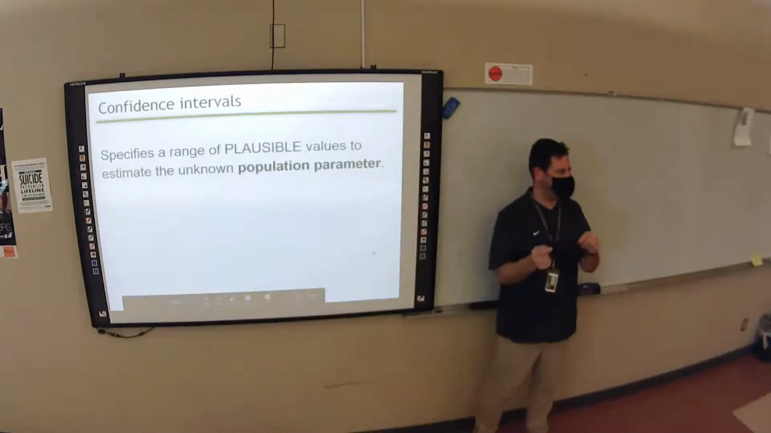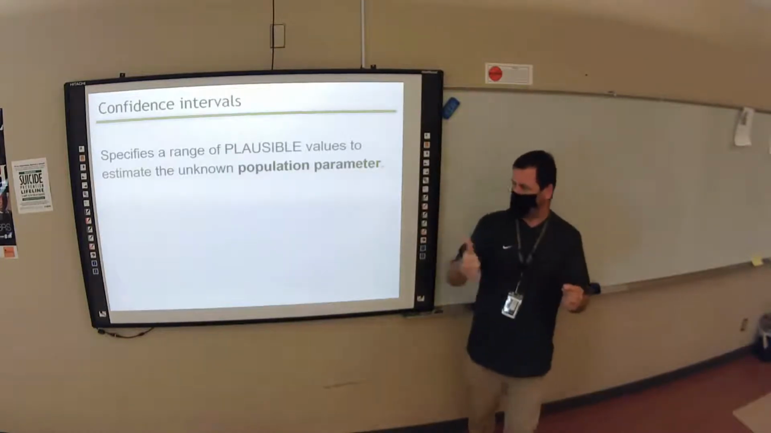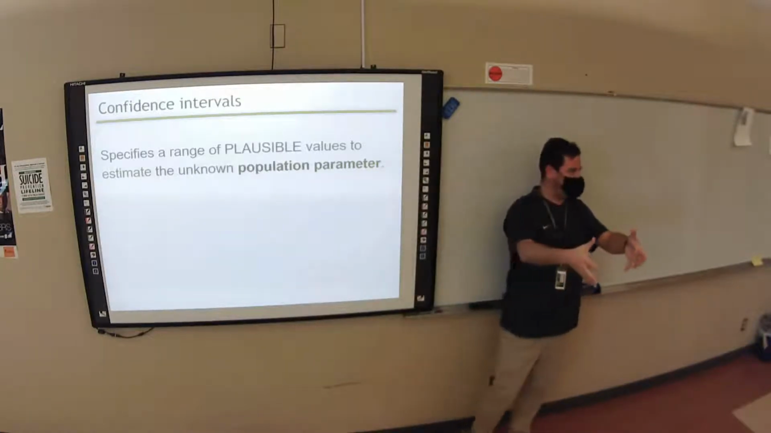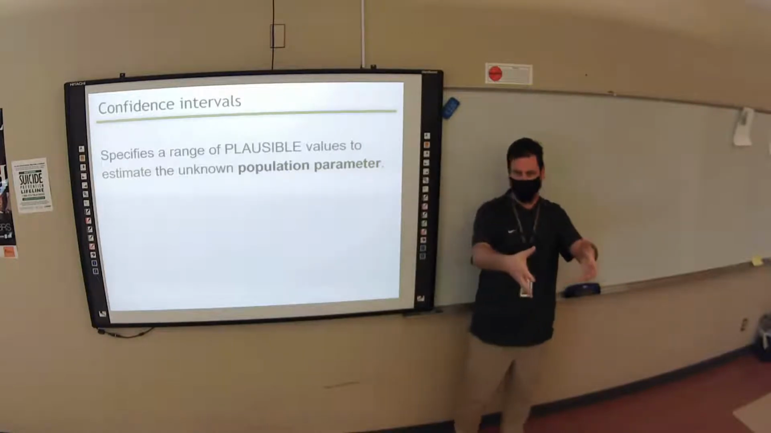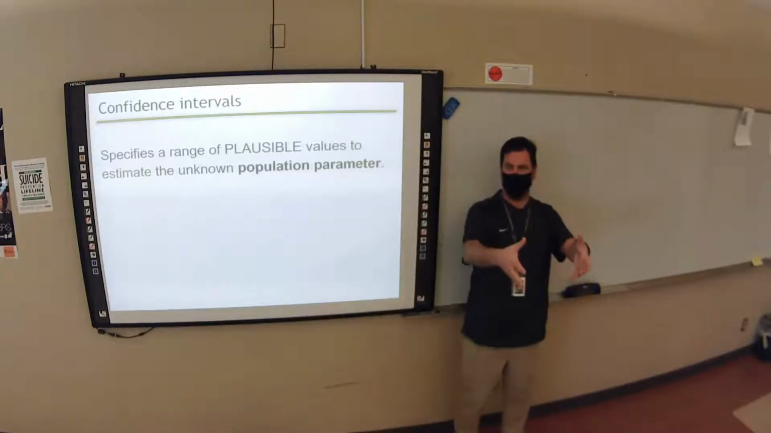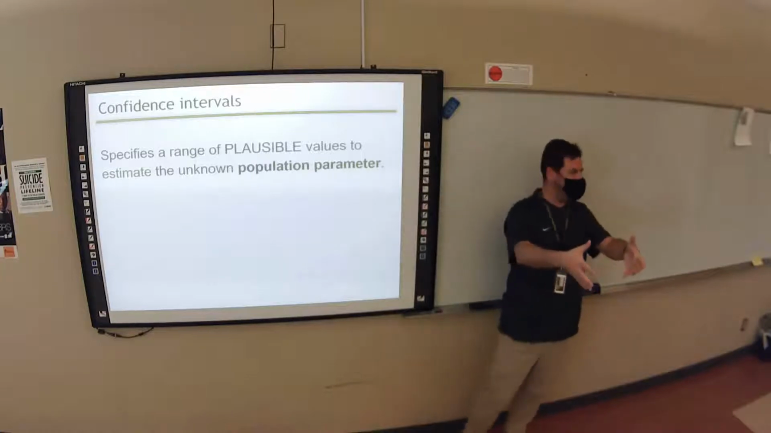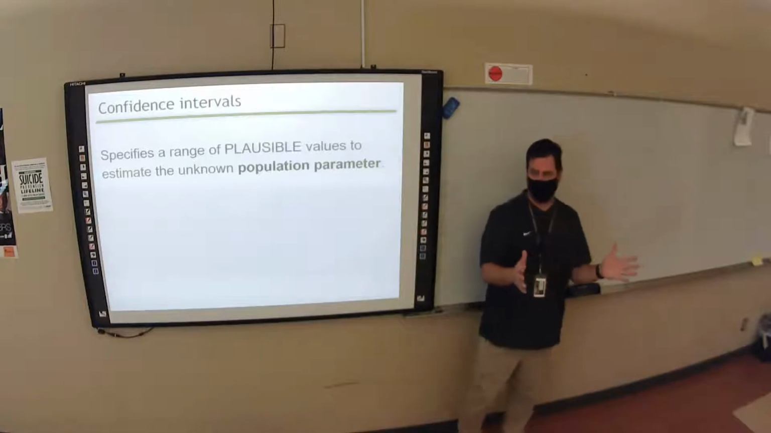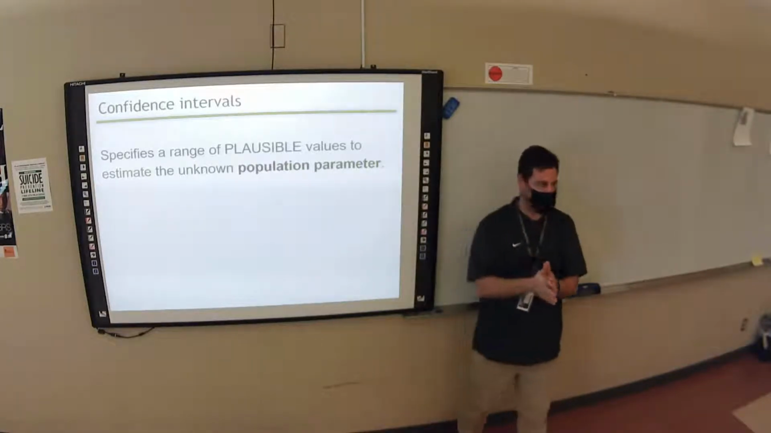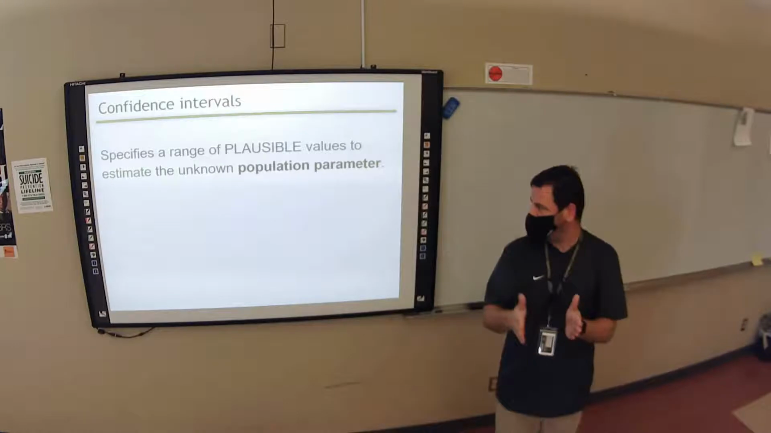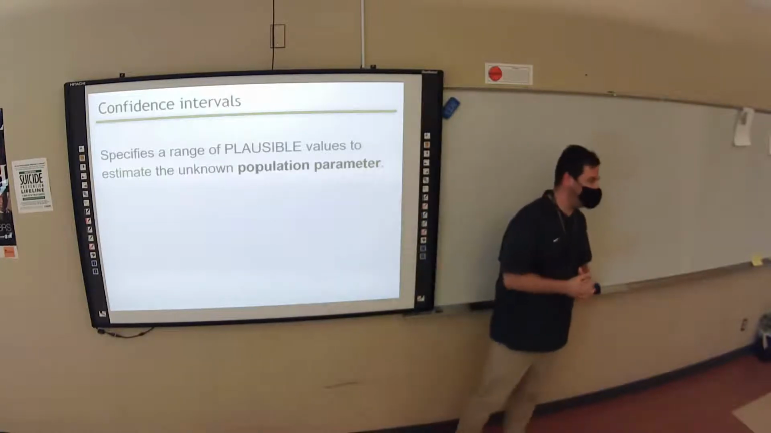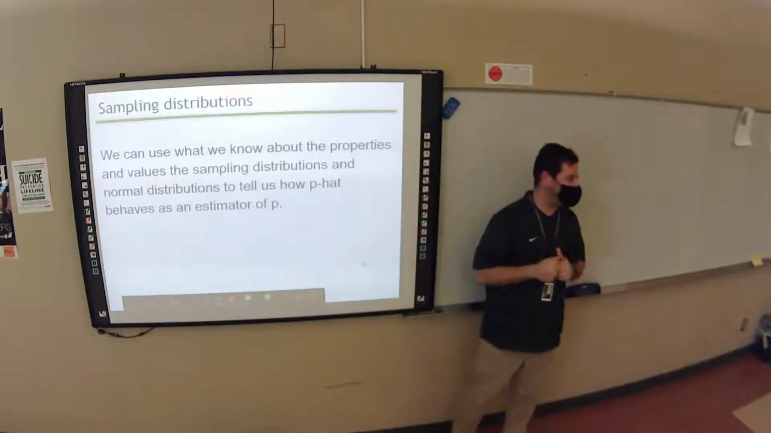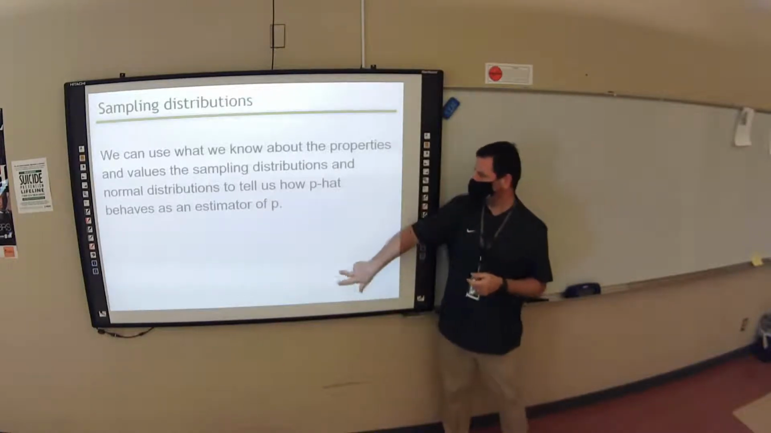This is off of 8.1. It specifies a range, an interval, right, of plausible values. And hopefully in 8.1 you saw the difference between plausible and possible. It gives me plausible values to estimate some unknown parameter. We know what a parameter is, right? That's a population average. So that's what this interval is going to give us. We're going to use sampling distributions to help us out with this.